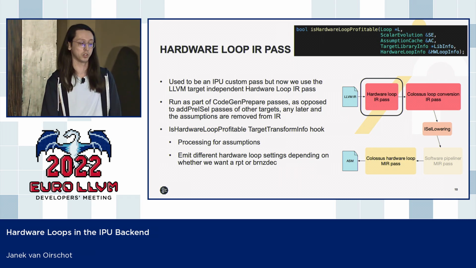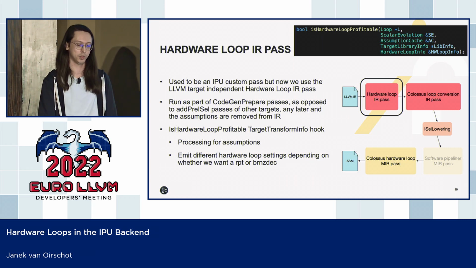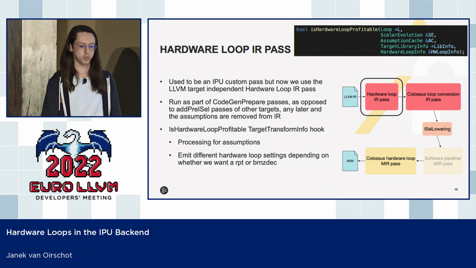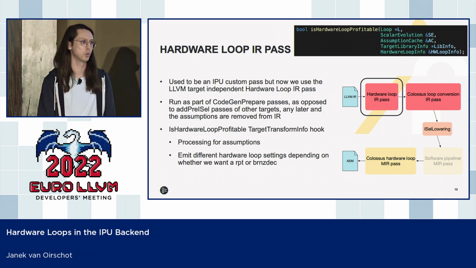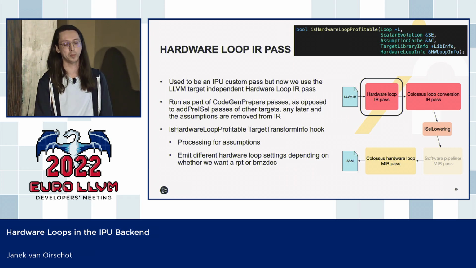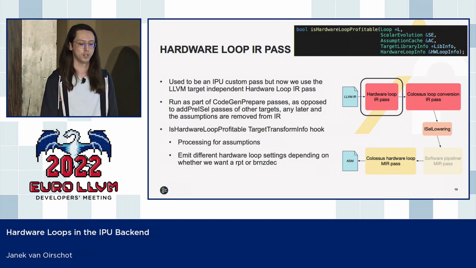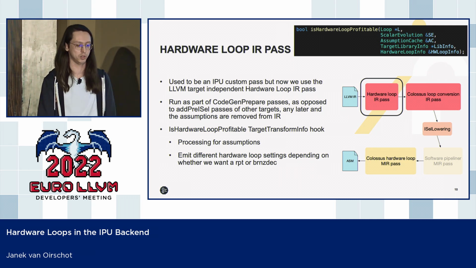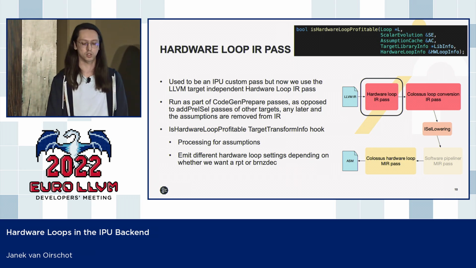So if anyone has worked on hardware loops, they will be familiar with the is hardware loop profitable target transform hook. As a developer, the goal of this is to return true or false, depending on whether the hardware loop is actually profitable, but also to populate the hardware loop info struct as required for your hardware loop. In IPU's case, we do some processing of assumptions within this hook, and we populate the struct differently depending on whether we wanted a repeat or a branch on zero decrement instruction.